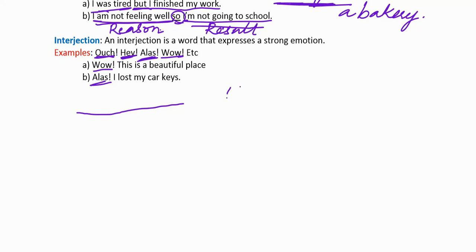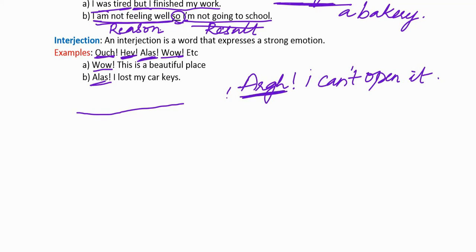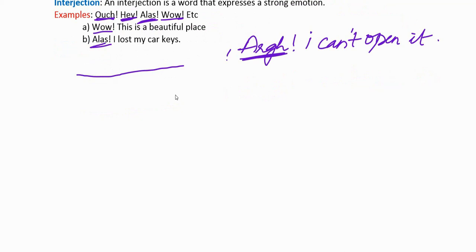There are many other interjections. Let me explain one to you, which is, I can't open it! You use this when you're extremely annoyed or irritated that you can't open a bottle of pickle or a sweet or whatever. I hope you've got an idea of the concept. We shall have a detailed explanation of each of these parts of speech in the upcoming videos.